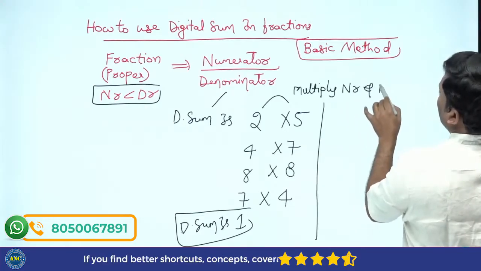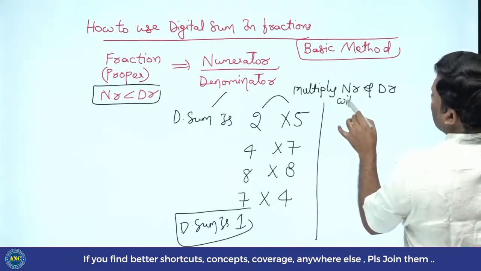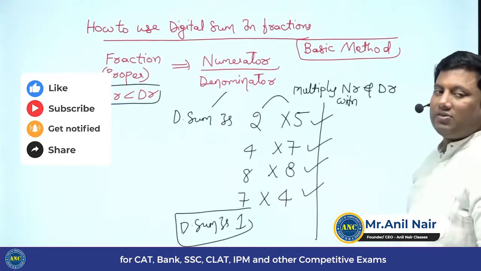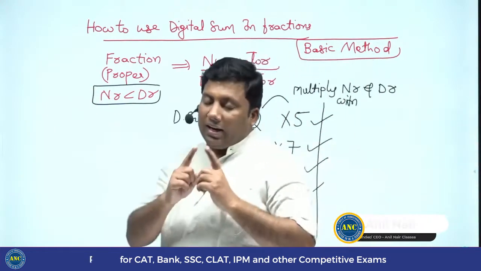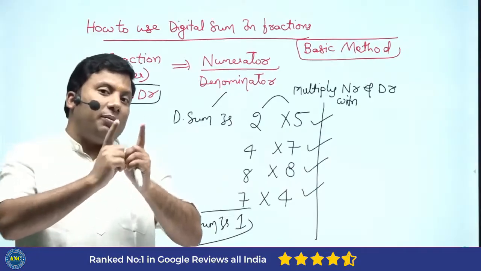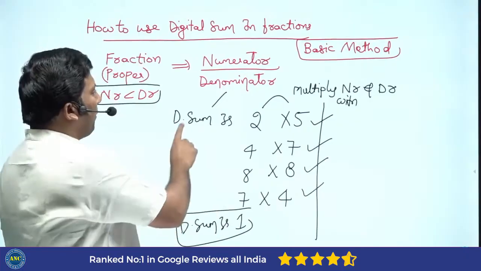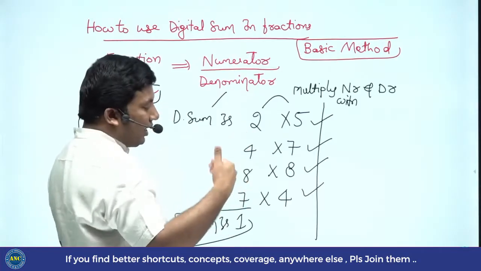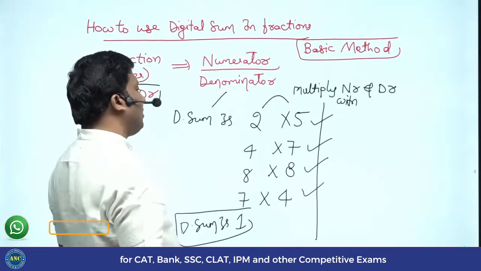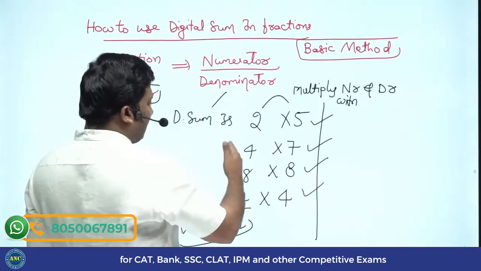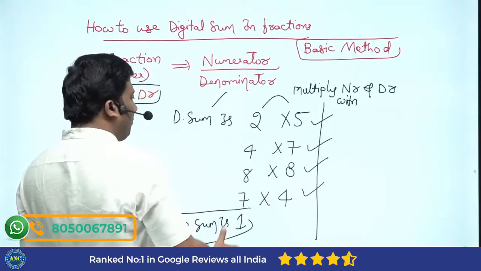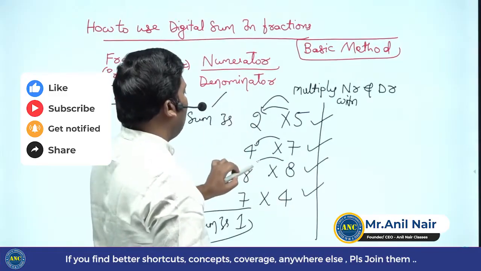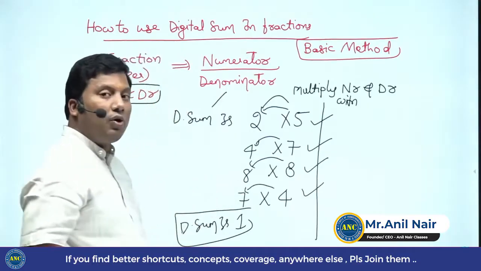If the digital sum is 2, 4, 8 or 7, multiply numerator and denominator with these numbers 5, 7, 8 and 4. This is the basic method; the advanced method I will discuss again. If the denominator digital sum is 2, multiply numerator and denominator by 5 so that the denominator digital sum becomes 1. If it is 4, multiply by 7. If it is 8, multiply by 8. The reverse is also possible: 7 with 4, 5 with 2, 8 with 8, 4 with 7. I hope it is clear.